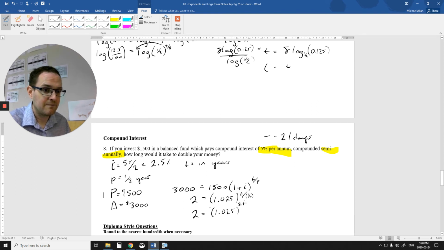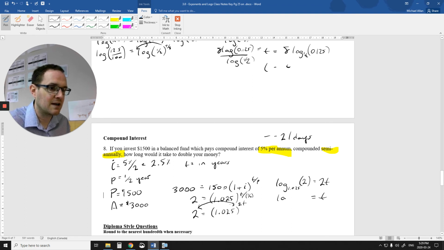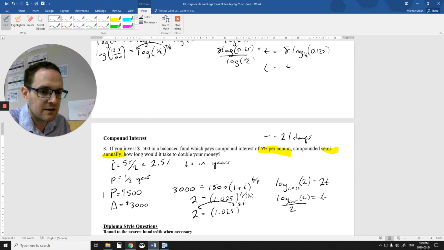This looks pretty easy. I've already divided over the 1,500, so I've gotten this, and it looks like a pretty nice exponential function. So I can change this into log form pretty nicely. My base is not a nice number, but that's okay. Log base 1.025 of 2 is equal to 2t. Remember when you do this, the exponent and the argument kind of switch spots. Now the 2 is inside the function, and the 2t pops out. Then we're just going to divide by 2.